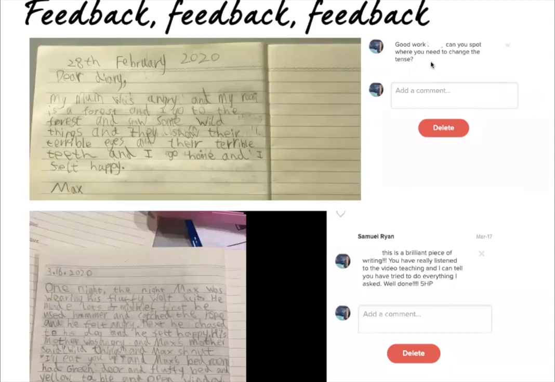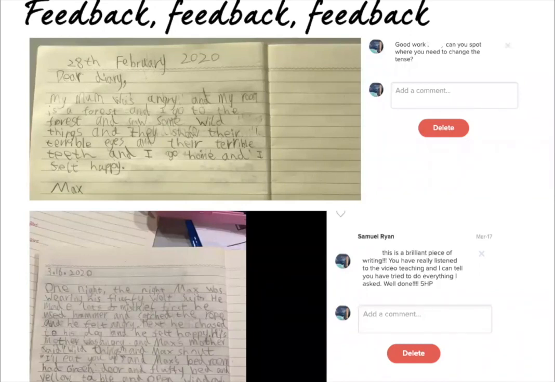So I've given you a few student examples here. This one, I've asked her to go away and spot the problem's intent. And this student went away and did that and resubmitted again with the corrections necessary. And this is an example of a piece of work that's gone back and I've praised for it. So this is a brilliant piece of writing. You've listened to the video. I told her what she's done, but this is the result of feedback. So I've given her clear targets to go away and think about, and this student has gone and done that.